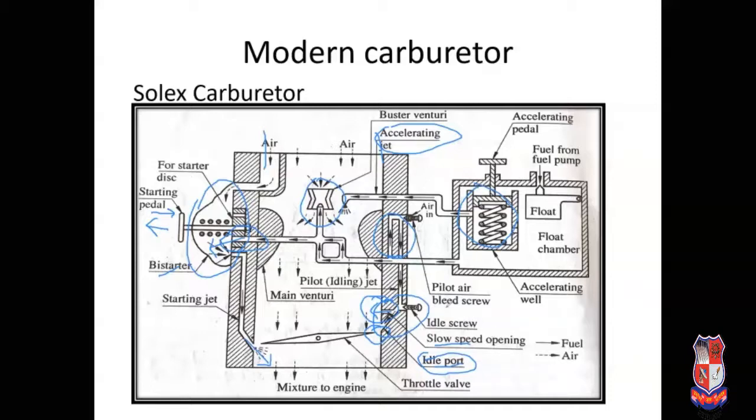Now next, if the engine is running normally, then fuel is supplied in the same manner as in the simple carburetor, from this main nozzle. During sudden acceleration, a rich mixture is required, so that can be supplied with this additional arrangement called the acceleration pedal, that is connected with the accelerating pump. So that is how the Solex carburetor works.